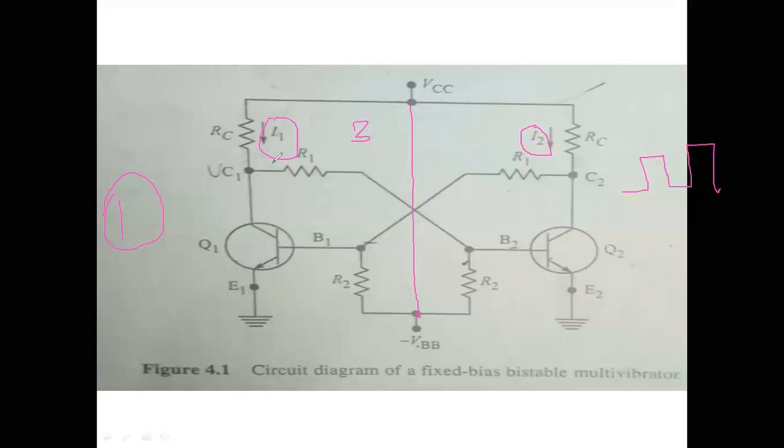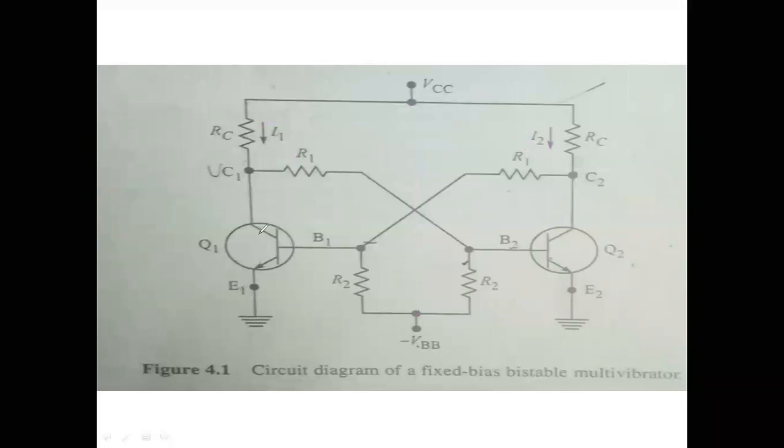When these conditions are satisfied, it will automatically pull one transistor to the on state and the other to the off state, and it will maintain that state constant until we apply a triggering pulse. I think you now understand the bistable multivibrator working principle. This is nothing but the working principle.